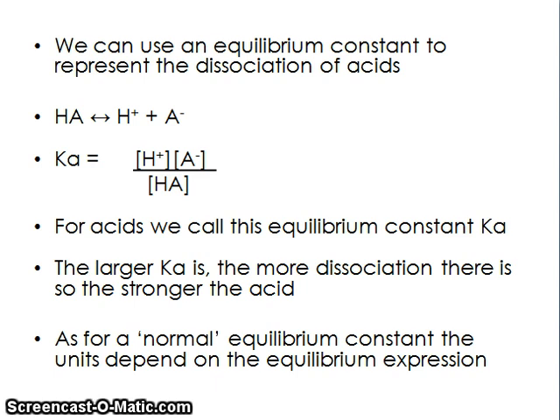So for acids, we call this equilibrium constant Ka. The eagle-eyed amongst you might have noticed that normally we would call it Kc. In this case, we've written Ka. That's not a mistake. When we're talking about acids, we call it a special case, so we call it Ka. And the larger Ka is, the more dissociation there is. So the bigger Ka is, the stronger the acid is going to be. And it's important to note that as for a normal equilibrium constant, the units depend on the equilibrium expression. If you need a reminder how to do this, then look back at the previous videos or in your textbook.